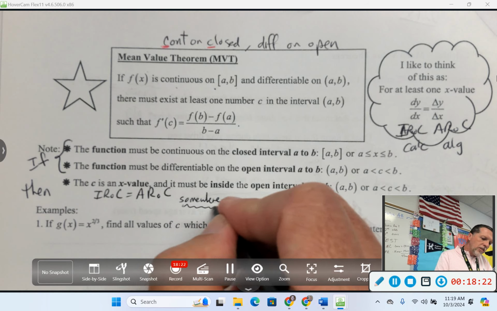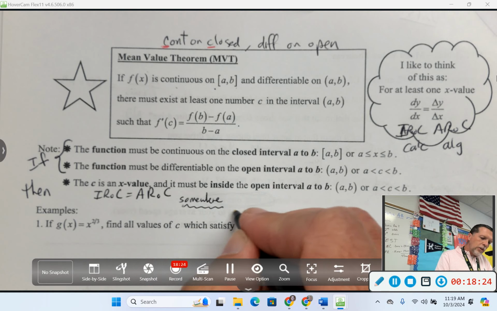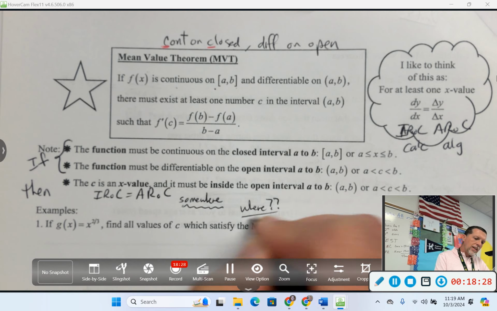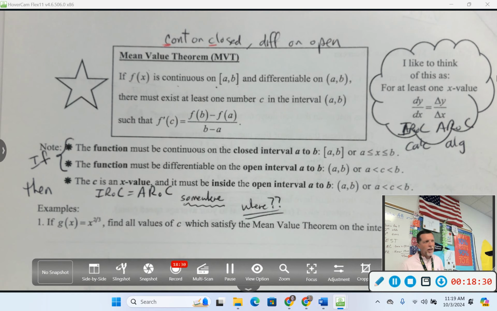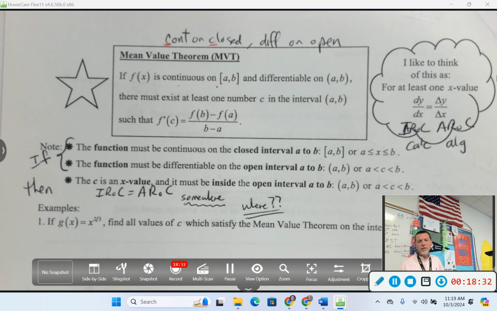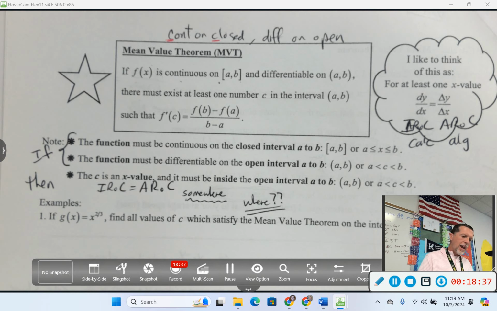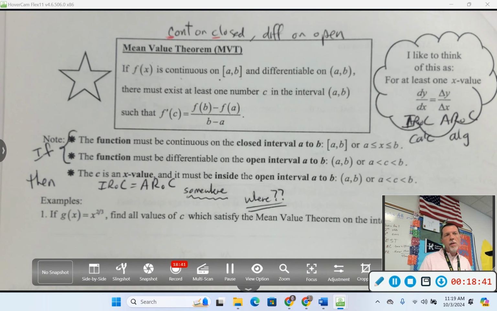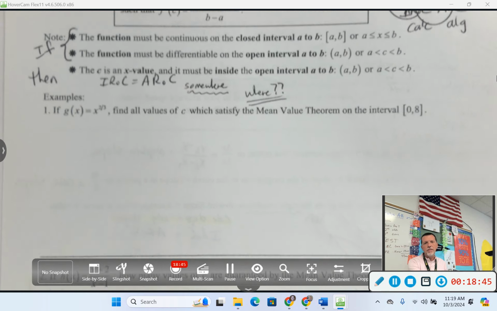Usually what we ask is, where does it happen? That's usually how we ask the question. So does MVT apply? If it does, where? Where was he going 80 miles an hour? Now, we didn't have enough information to answer that on that last question, but if I had an equation, then I could figure out where he was going 80 miles an hour.